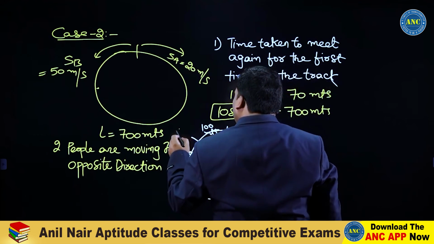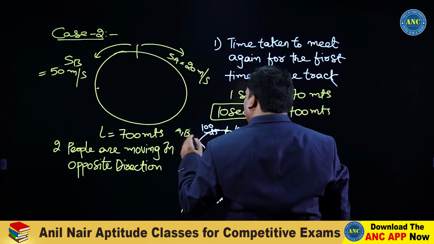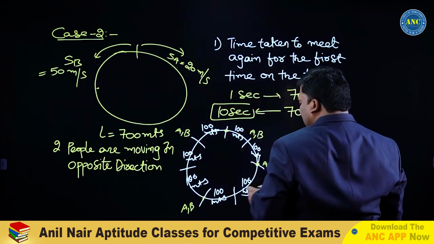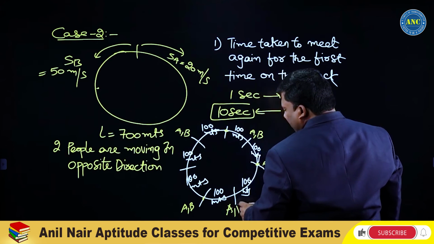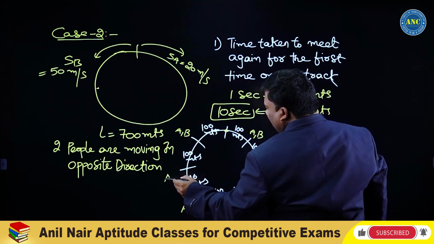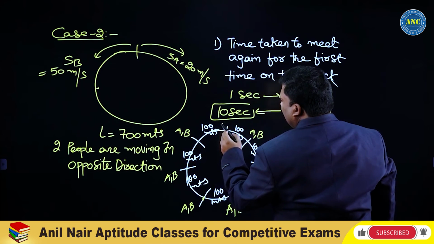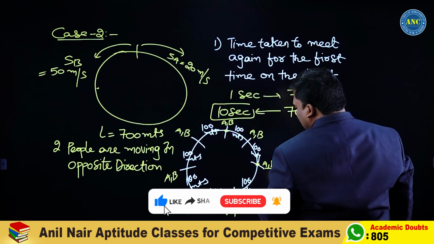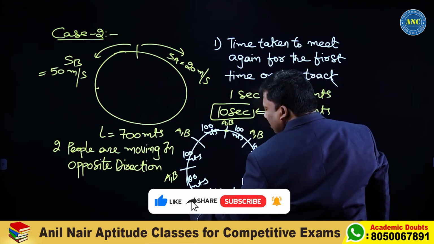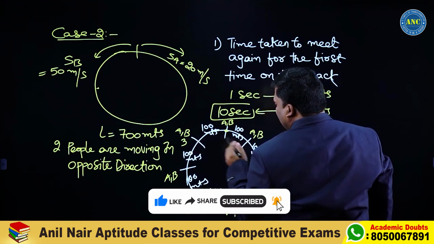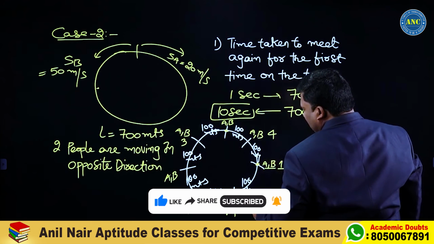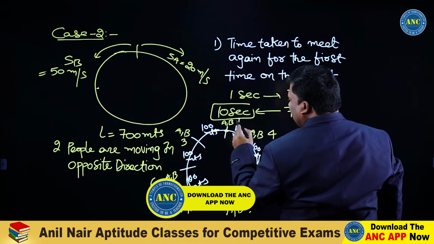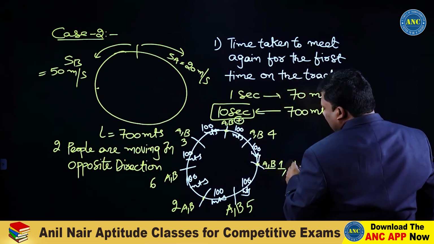A and B will meet the third time here, the fourth time here, the fifth time here, the sixth time here, the seventh time here. This is the eighth time, which is the starting point again. This is the first time, the second time, the third time, the fourth time, the fifth time, the sixth time, the seventh time, the eighth time.